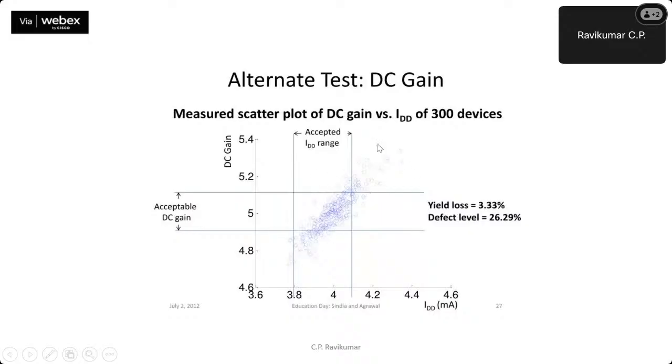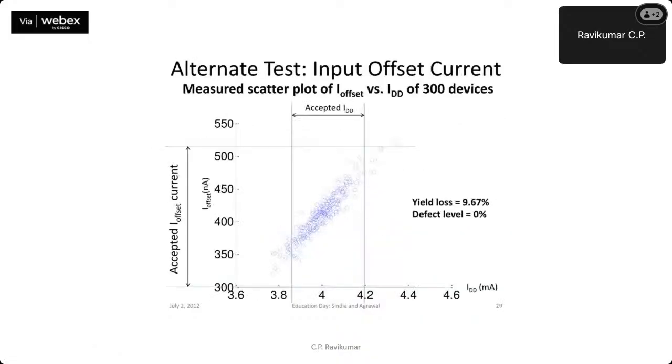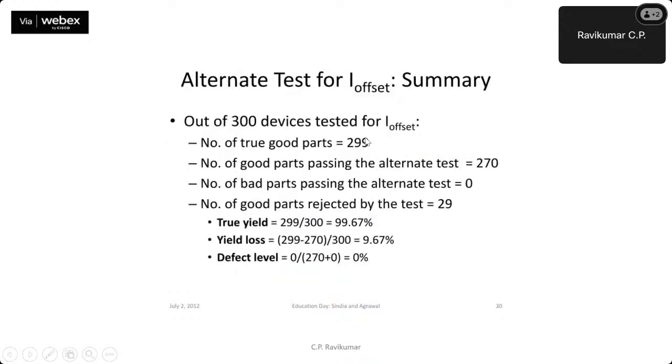Out of 300 parts, a lot of them failed because they were not meeting the gain criteria. But because of this offset current, there is a wider acceptance. So the number of good parts out of 300 is, let us say, 299, right? Here also the alternate test only passed 270, and as a result, 29 ICs were rejected, and that resulted in a yield loss of 9.67.